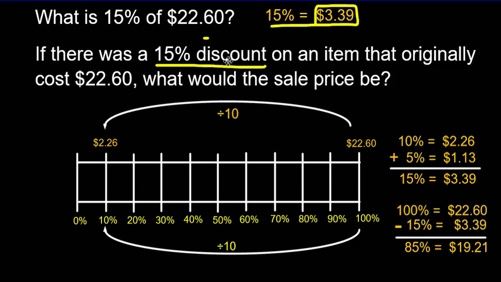Always pay attention to if it's a discount, or sometimes you'll give a 15% tip to maybe a waiter or waitress at a restaurant. If it's a tip, it's going to be added to the original cost, whereas a discount is subtracted. I hope that helps you understand how to use the double number line along with the 10% rule to solve percent problems.